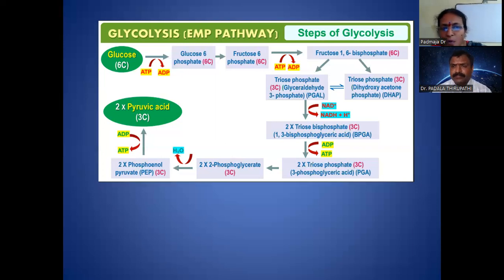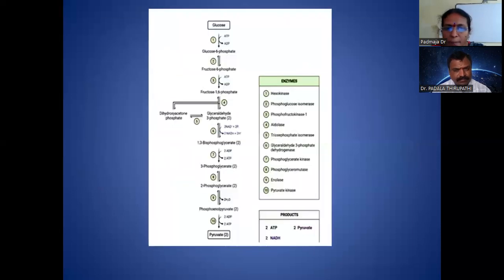This is how in every step the enzymes will be utilized, the ATP is used and water will be released, and the main end product is pyruvic acid. So this is mainly what we can see in our books. So these are the different types of enzymes that will be participating in glycolysis.